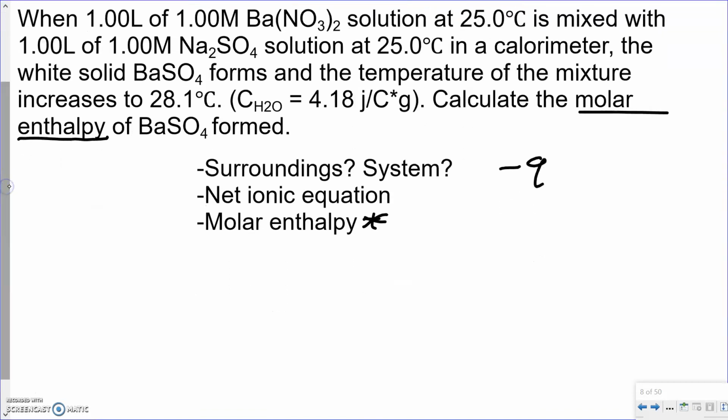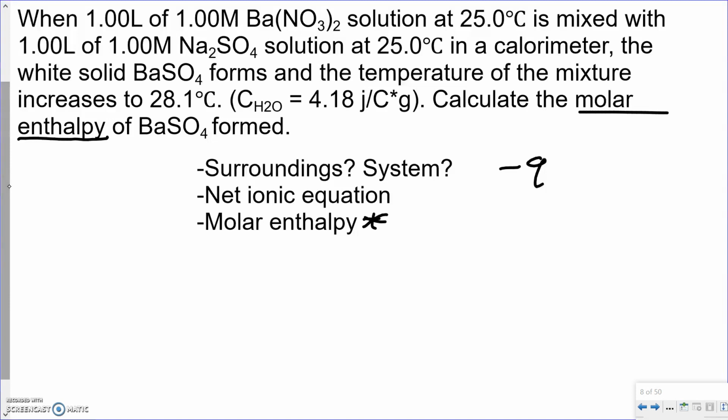All right, let's talk about it. So we have surrounding and system. The reaction, technically, is the system. That's what we want to measure. That's what we're looking at. However, it's occurring in water, which is acting as both the system and the surroundings. What I mean by that is we're putting the thermometer in the water, which is where the solution's occurring, and the energy from the reaction is being transferred to the water. So in other words, we're going from 25 degrees Celsius to 28.1 degrees Celsius. Energy is increasing in the water, which means the reaction is releasing energy. So again, this is where things get a little bit interesting. Water is kind of acting as both the surrounding and the system.